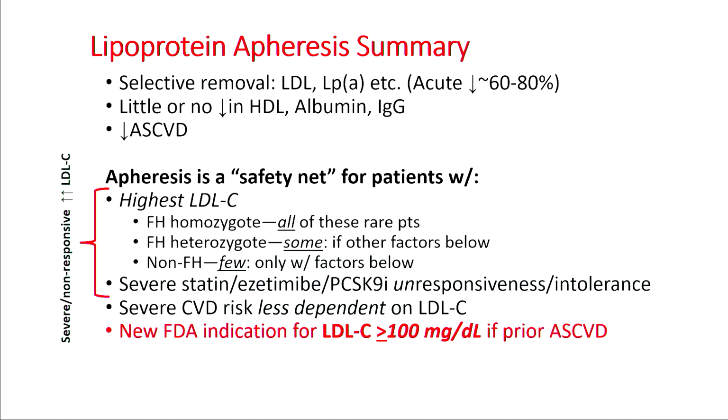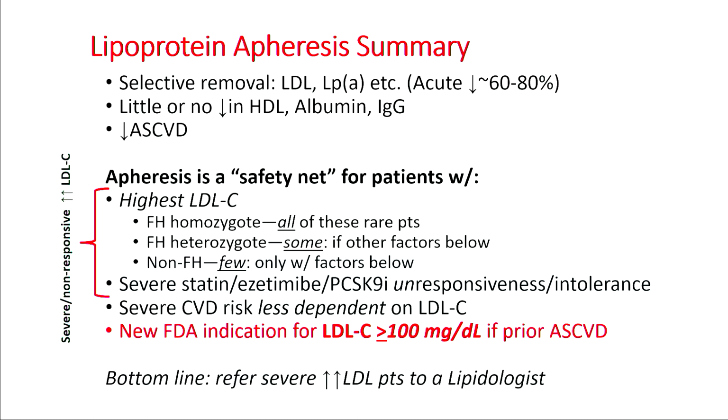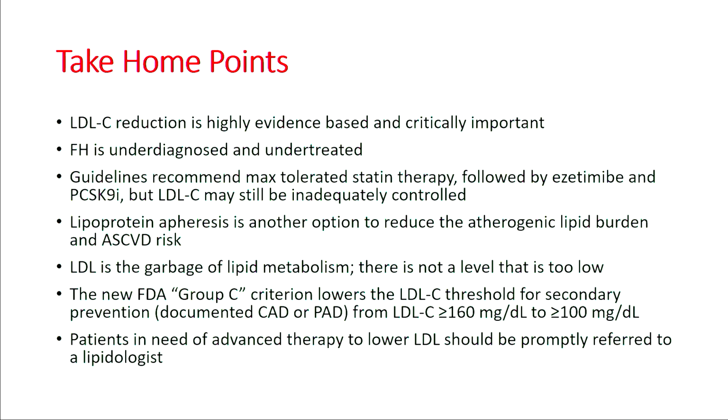We talked about, again, just to reinforce the new FDA indication, 100 or more if prior ASCVD. So I think this needs to be done by lipidologists as specialists, and we really need to get the word out for folks to refer these patients, for them to know it's an option. I know talking to some patients who are part of the FH Foundation, they found out about apheresis for the first time when they were at an FH meeting, amongst patients. They didn't find out from a clinician about this option. So we need to get the word out.